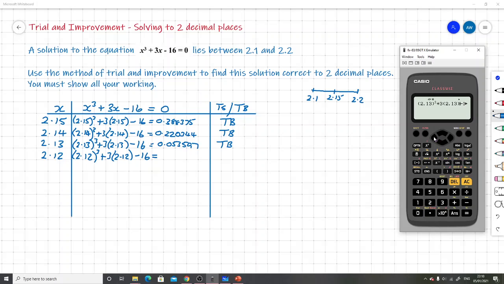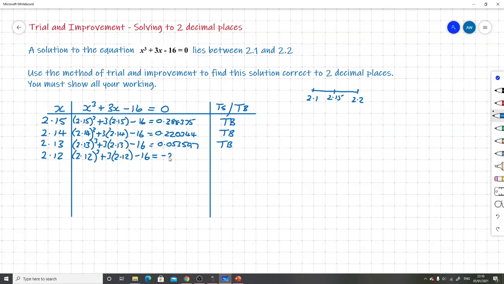almost there I think, change the 2.13 to 2.12. There we go, 2.12 equals. I've got a negative value now, so that's going to be less than 0. So I've got minus 0.111872. And that's too small because that's smaller than 0. As soon as you get a negative value, we know it's smaller, obviously, than 0.